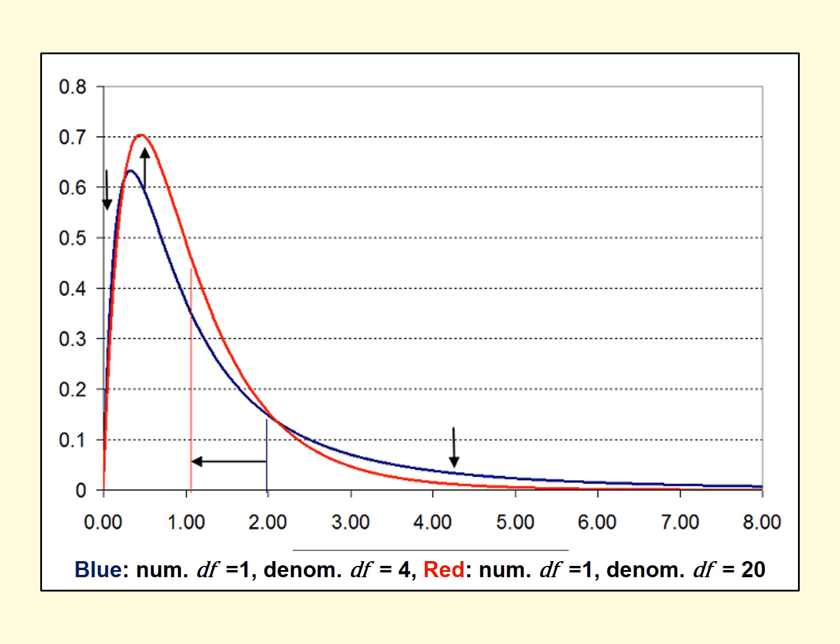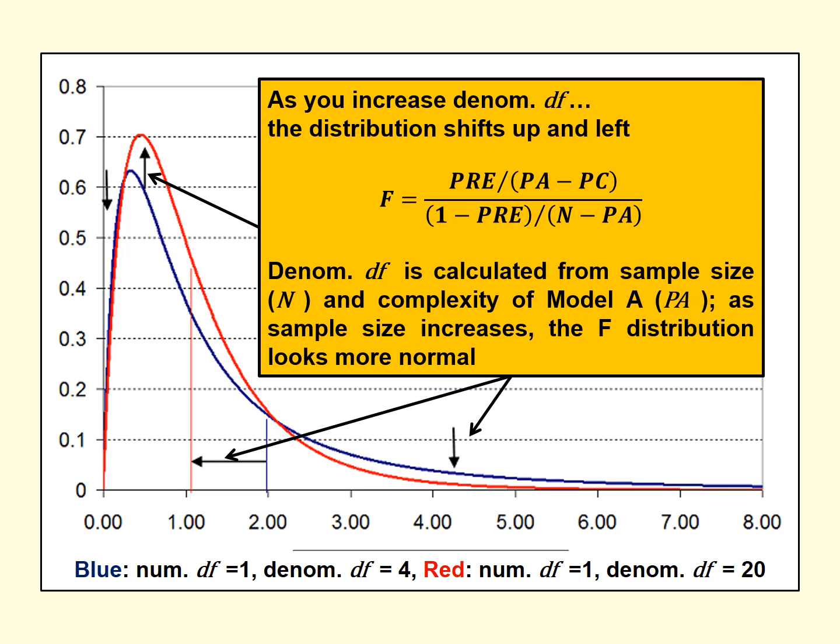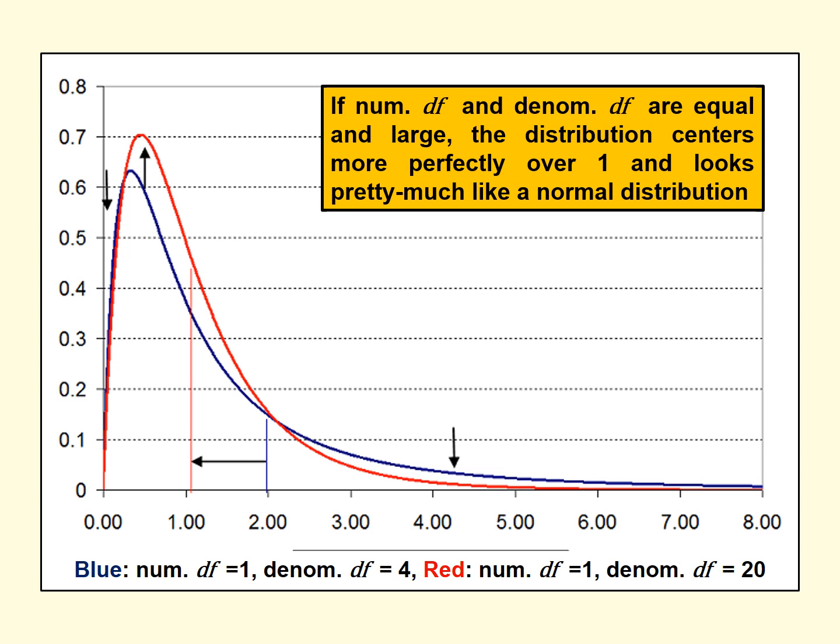It's also interesting to note that as the denominator degrees of freedom for the calculation of the F statistic go up, the sampling distribution for this statistic lurches over and upwards and ultimately begins to resemble more of a normal distribution. And this makes sense if we think about how F is calculated. The denominator degrees of freedom are computed using the sample size. As sample size goes up, we know that test statistics tend to look more normal in their shape. If the numerator and the denominator degrees of freedom are equal and large, the distribution centers more perfectly over 1, and the thing looks pretty much like a normal distribution.